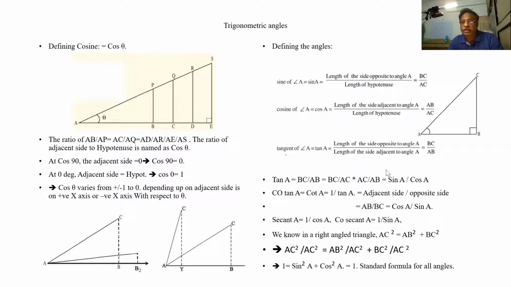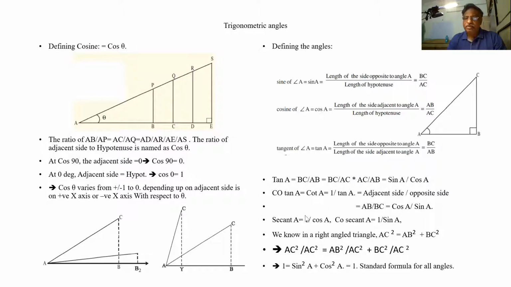What is meant by 1 by tan A? Adjacent side by opposite side is cot A. Opposite side by adjacent side is tan A. Just reverse all this. So what is written? Adjacent by opposite. Adjacent is AB, opposite is BC. So AB by BC. That is cos A by sin A.